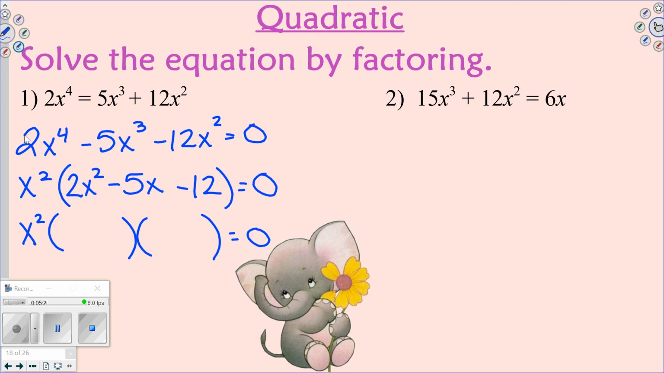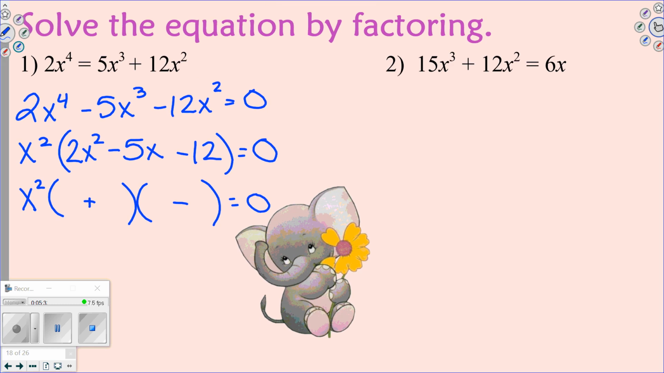What are my signs? Plus, minus. Okay, options for A: 1 and 2, so 1x and 2x. All right, options for C: 1 and 12, 3 and 4. Where can the 4 not go? Can I put a 4 in with a 2? No, there'd be a GCF then. So if you're going 4 and 3, I would have to go that way, right? Because you don't want to put a GCF inside of here. So that's going to give me 8 minus 3.